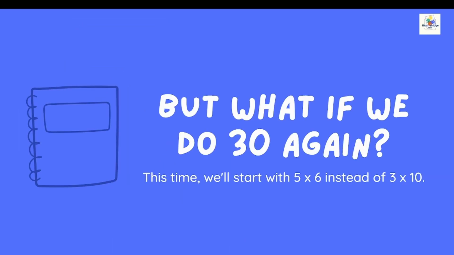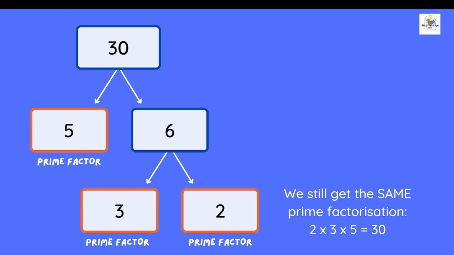But what if we do 30 again? This time we will start with 5 times 6 instead of 3 times 10. So as we know that 5 is a prime factor but 6 is not. So 6 will separate itself and 3 and 2 will come. So we will still get the same prime factorization: 2 times 3 times 5 equals 30.